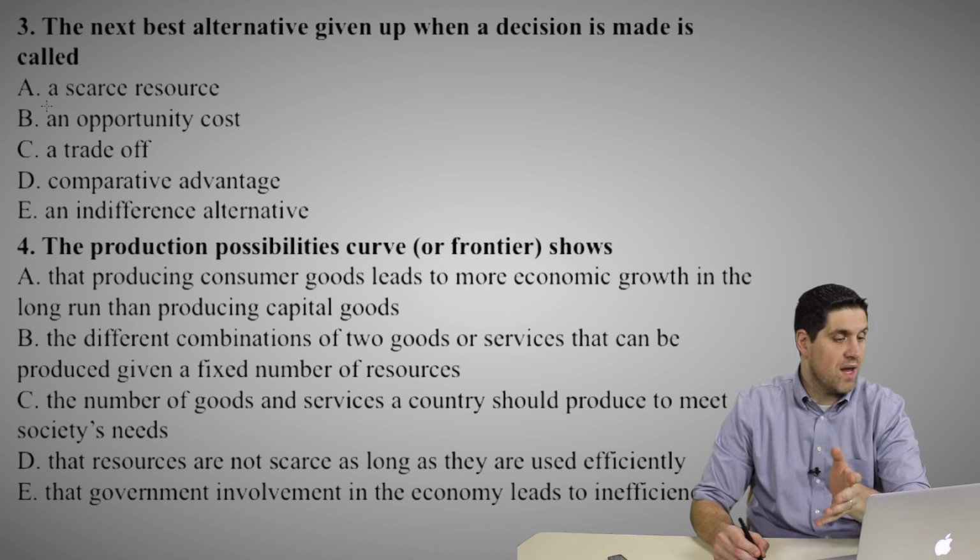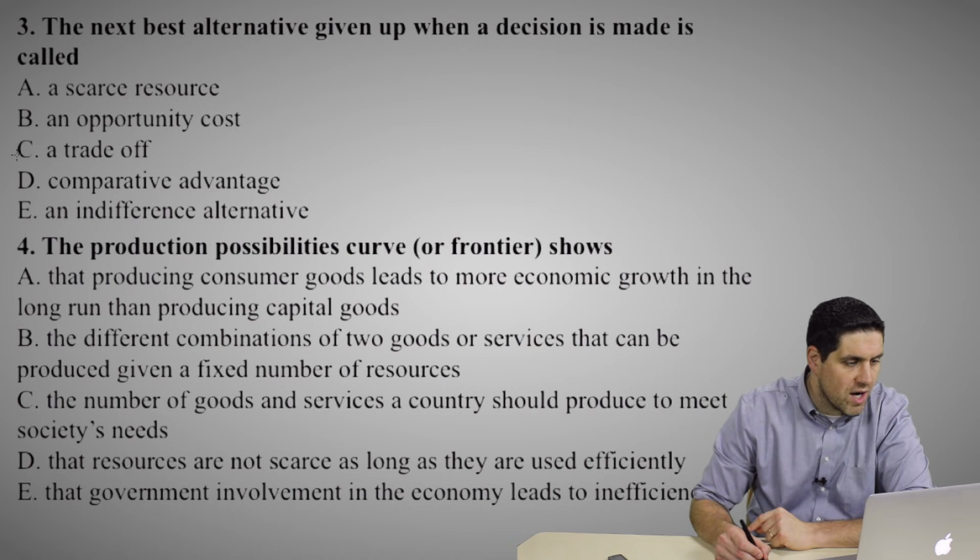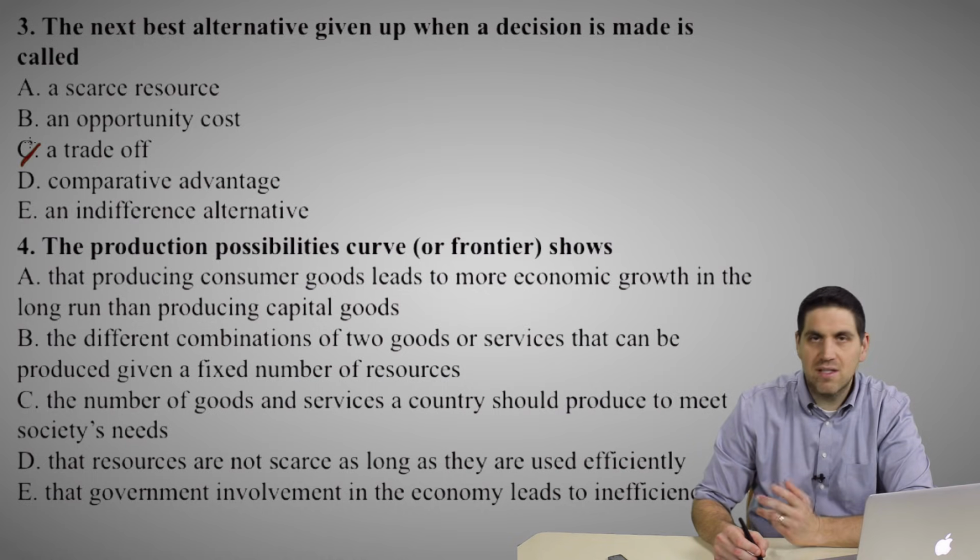All right, for question number 3, the next best alternative given up when a decision is made is called not the trade-off. So trade-off is wrong. Trade-offs are all the things given up when a choice is made. So not C, it's opportunity cost.